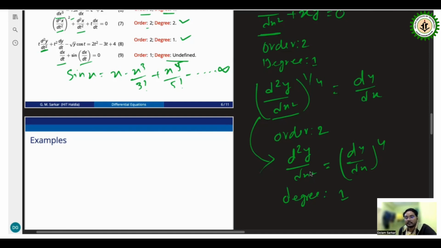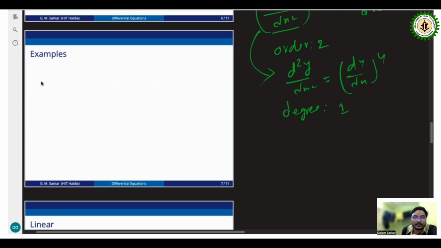Okay. Now, if I take another example, suppose we take this: dy dx equals y to the power 1 third. So tell me what is the order and degree of the differential equation? You see the highest derivative term is what? 1. So order will be 1 and it has the power 1. So degree will be 1.